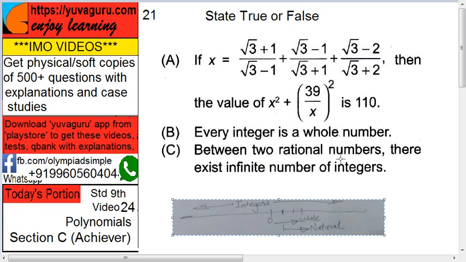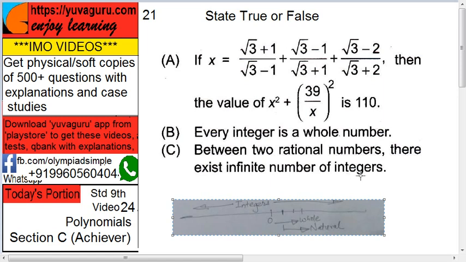Between two rational numbers, there exists infinite number of integers. Now this is a general statement. It can be true also, it can be false also. Because two rational numbers, I can take 1 and 1 lakh. If I take these two rational numbers, there exists infinite number of integers.